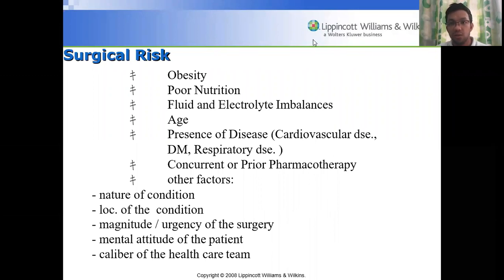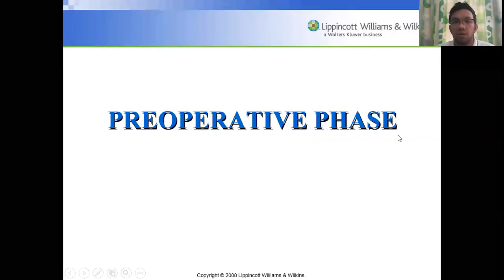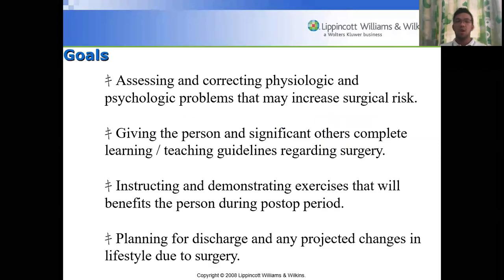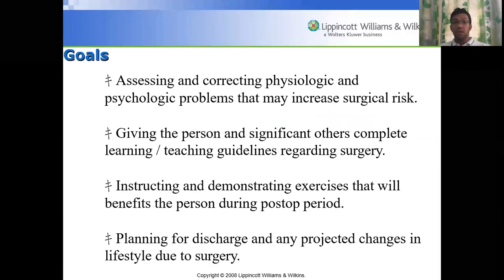Okay, next we have the preoperative phase. So we're now in the preoperative phase of our periop nursing. The goals of the pre-op would be to assess and correct the physiologic and psychologic problems that may increase surgical risks.